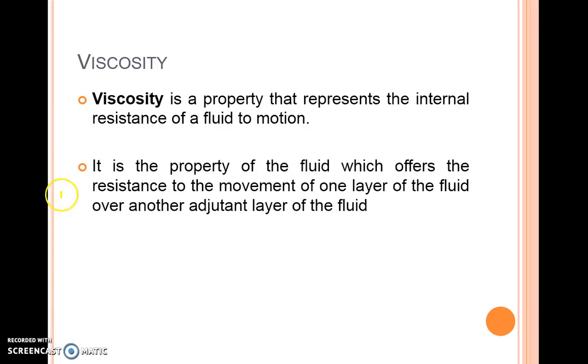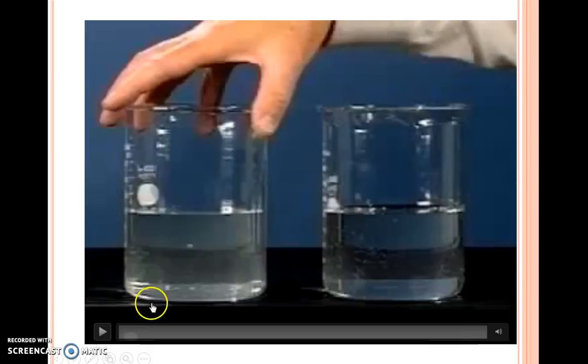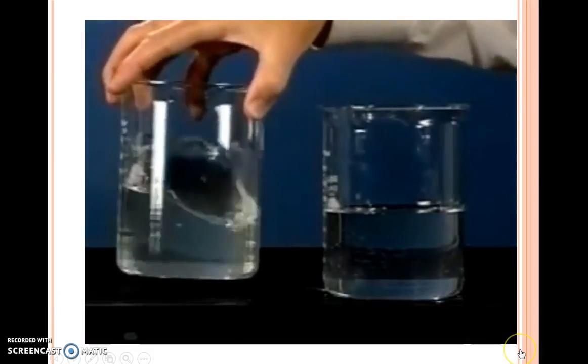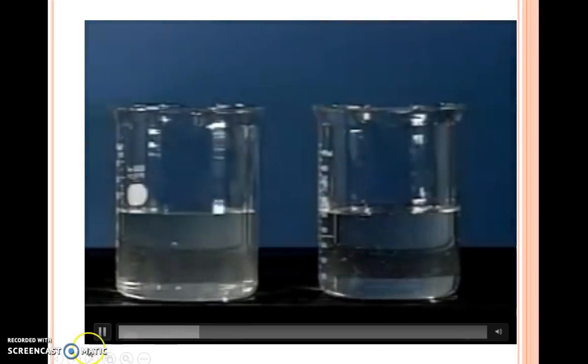The next one is viscosity. It is an important property. Viscosity is the property that represents the internal resistance of fluid in motion. It is a property of fluid which offers resistance to the movement of one layer of the fluid over another adjacent layer of the fluid. You know that fluid flows in the form of layers. One layer is offering resistance, so this viscosity occurs due to that. Here in the example, you can see how this property is exhibited. One jar contains water, another jar contains a gel-like structure. You can see the difference in the viscosity of both.